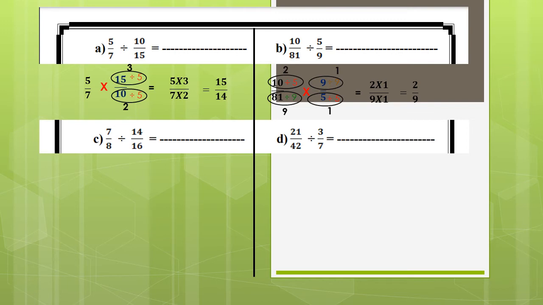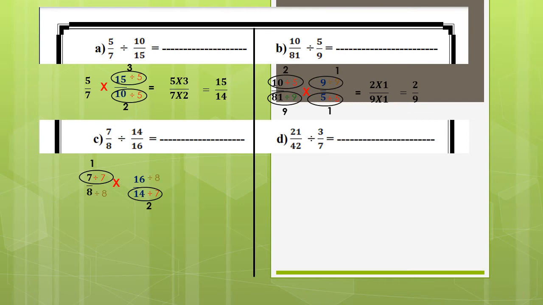Next, 7 over 8 times 16 over 14. 7 and 14 are together in table 7. Divide by 7 up and down. 7 divided by 7, which is 1. 14 divided by 7, which is 2.